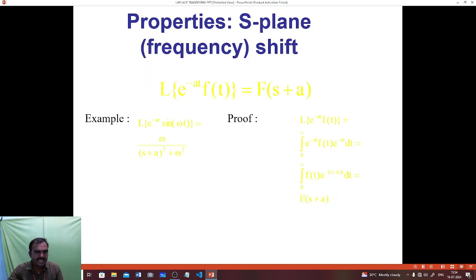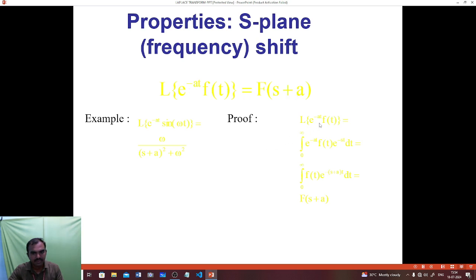Next property in the s-plane: the frequency shift. L of e power minus a t f of t equals F of s plus a. In the previous one, if the value was positive, here we get negative. Minus a means this one is plus a.